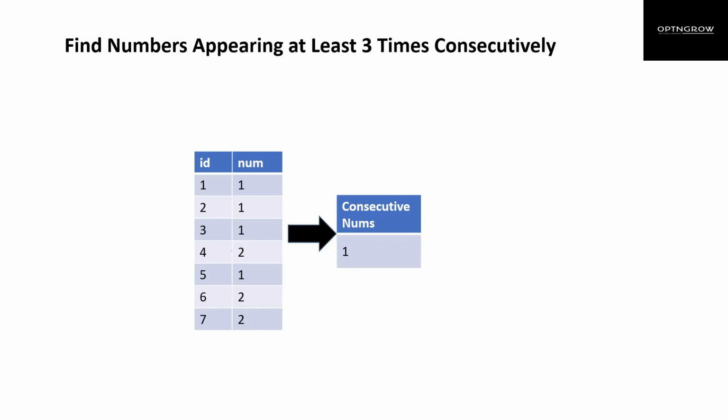Hello and welcome back. Let's look into the question for this video. We have to find the numbers which are appearing at least 3 times consecutively. This is our input table and this is the output that we want. If you see over here, 1 is appearing 3 times consecutively, so 1 should be the part of the table.